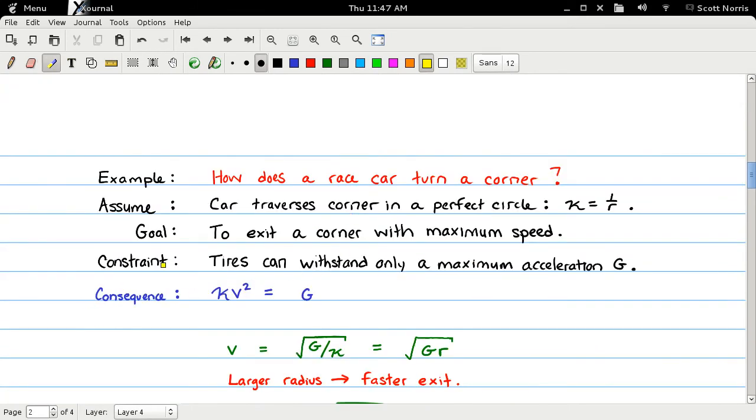Okay, so the consequence of this constraint is that kappa v squared equals g, and so the velocity which is associated with that amount of grip is equal to the square root of g over kappa, and if kappa is 1 over r, then that's the square root of g times r. So it's the square root of the grip of the tires times the radius of the circle. And the consequence is that if you have a larger radius, then you can go faster, which gives you a faster exit. So the goal of a race car driver should be to turn the corner with maximum possible radius.